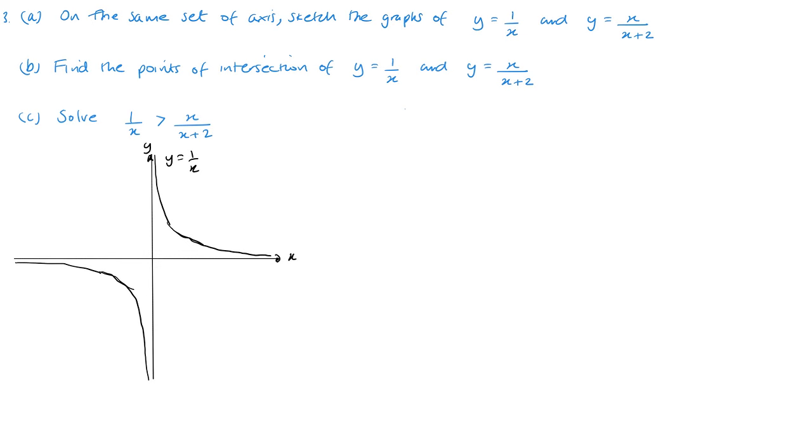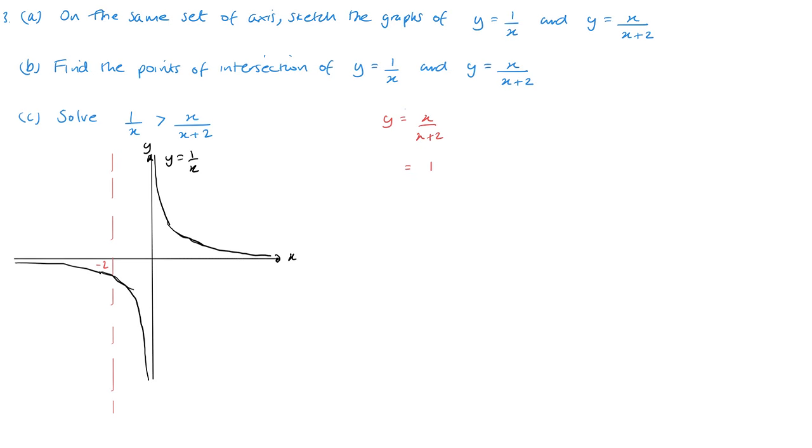And then in red we've got x over x plus 2. So we've got an asymptote here at -2, so vertical asymptote at -2. And then where have we got a horizontal asymptote? So let's look at it. X over x plus 2.